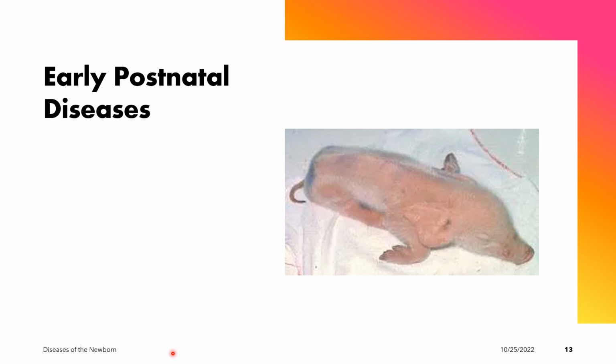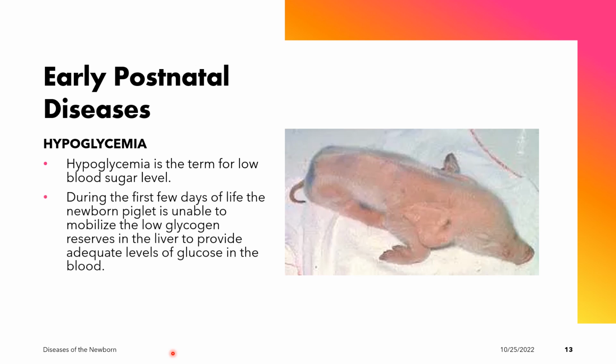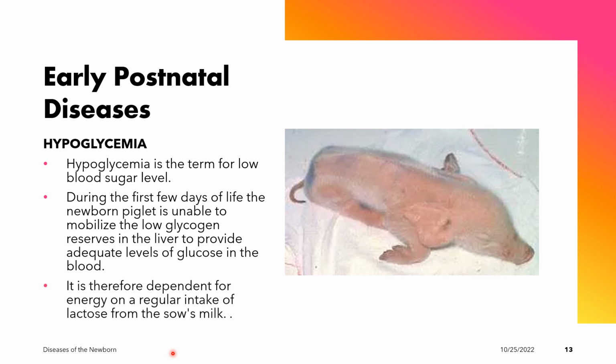So what is hypoglycemia? Hypoglycemia is the term for low blood sugar level. During the first few days of life, the newborn piglet is unable to mobilize the low glycogen reserves in the liver to provide adequate levels of glucose in the blood. It is therefore dependent for energy on a regular intake of lactose from the sow's milk. This could be prevented by providing the piglet with colostrum in the first 24 hours.